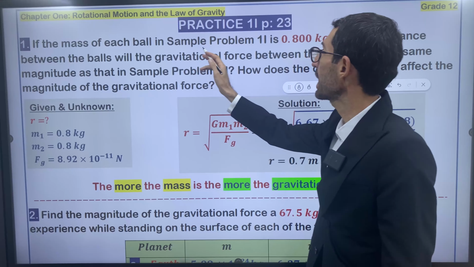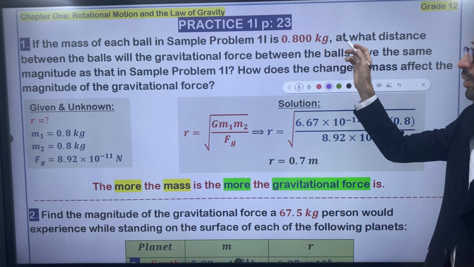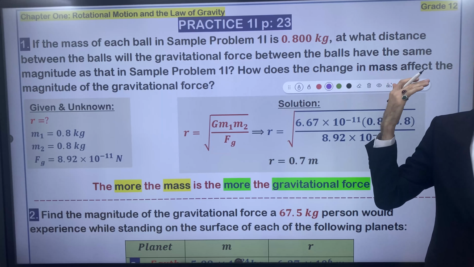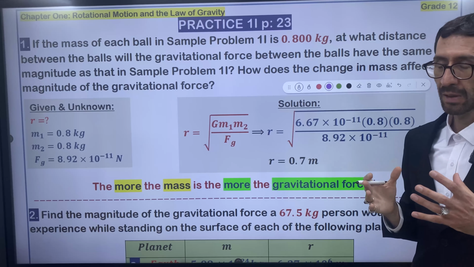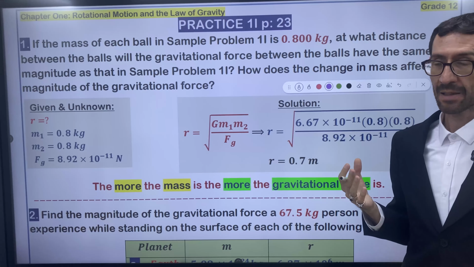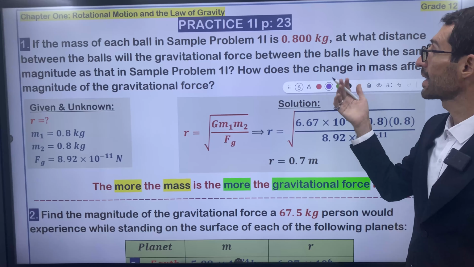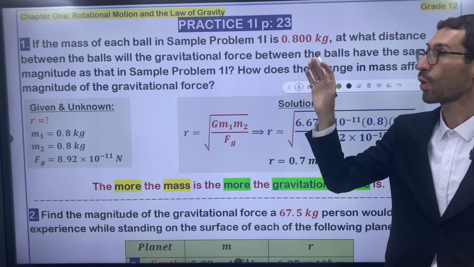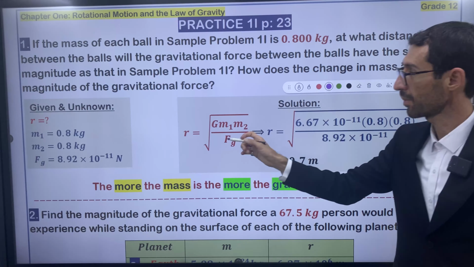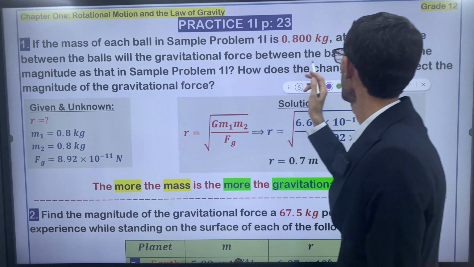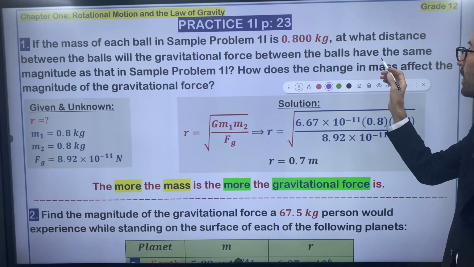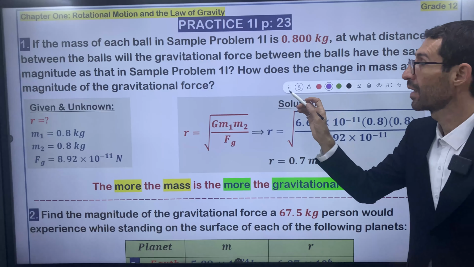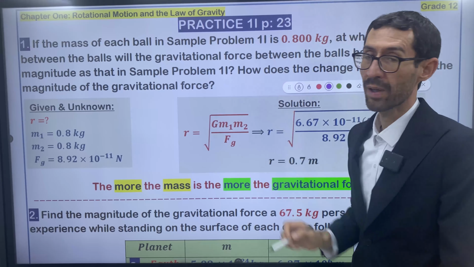If the mass of each ball in sample problem 1I is 0.8 kilogram. So go back to the sample problem. There were two masses, two billiard balls. It says the mass of each ball is 0.8 kilogram, M1 and M2. At what distance between the balls will the gravitational force between the balls have the same magnitude as that in sample problem 1I? What does it mean?